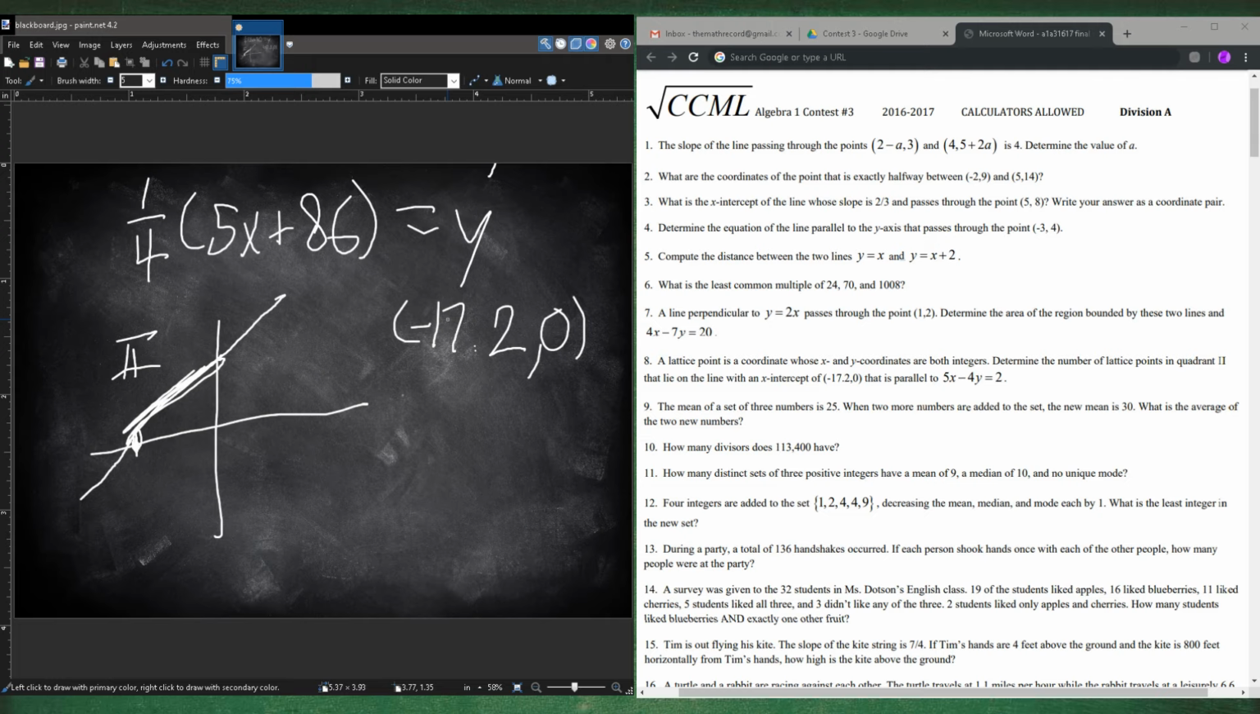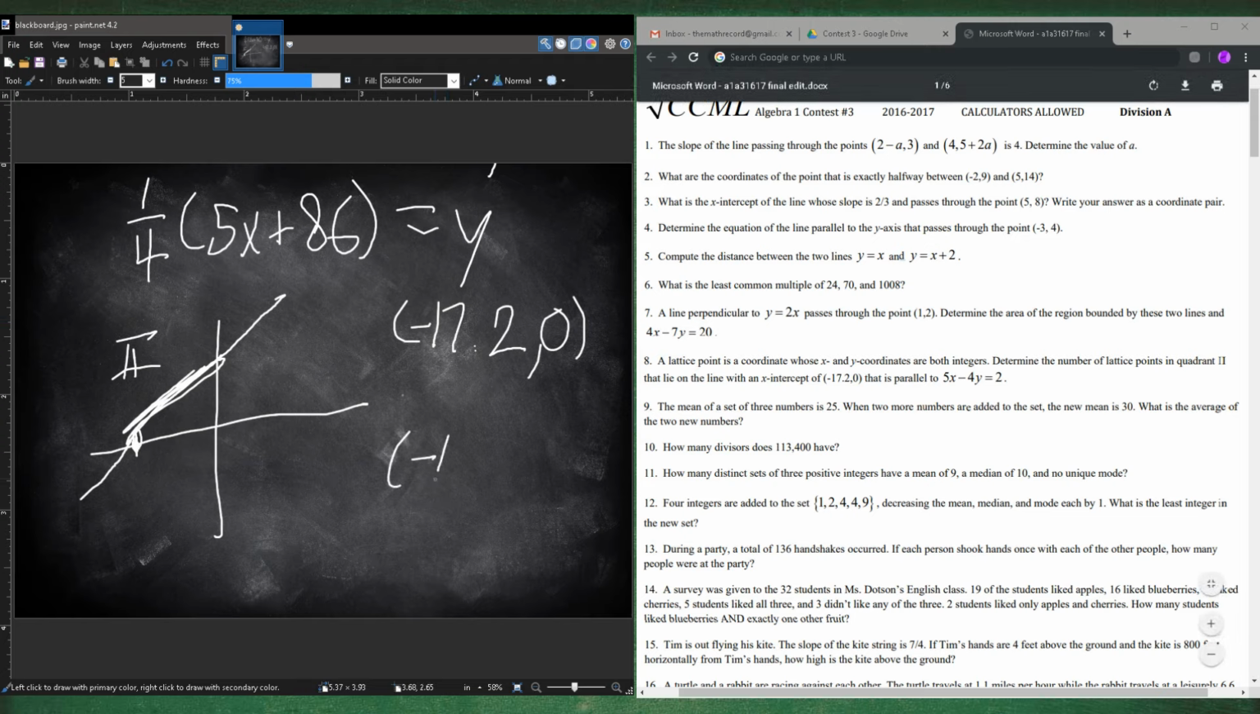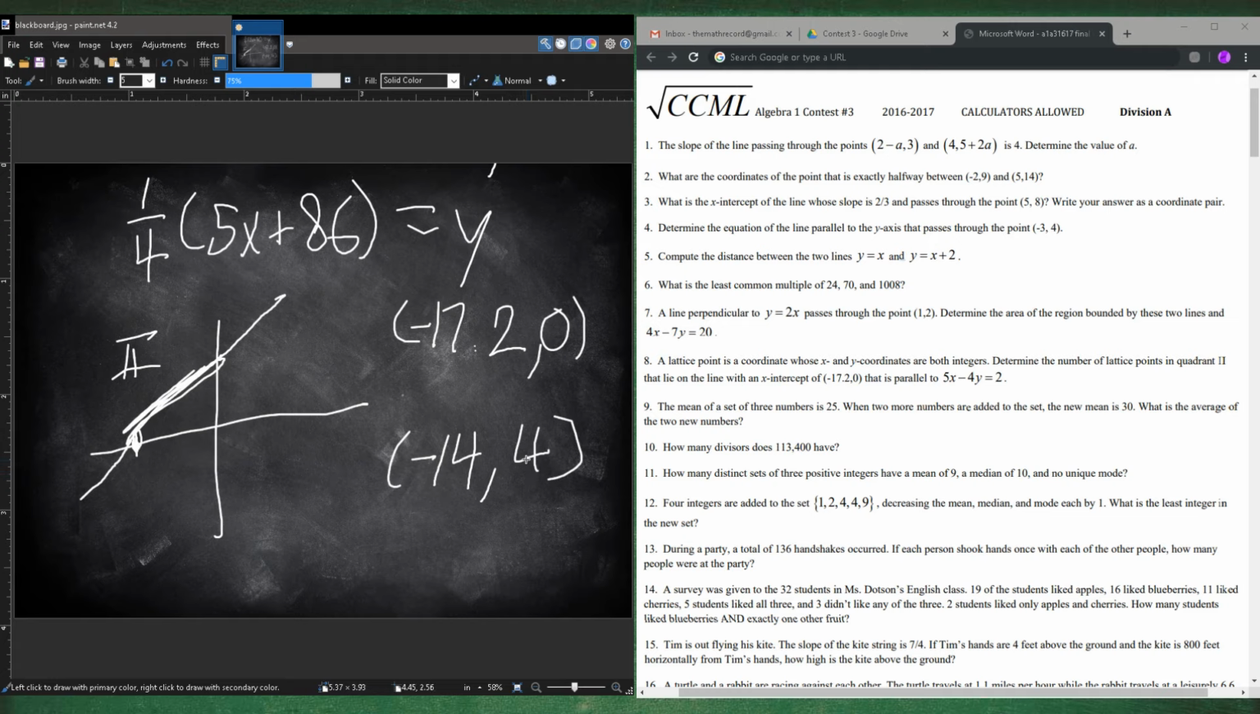You can't have 0 because 0 is going to be on the y-axis, so it's not going to be on a coordinate. And based on all your points, the only integers are when it's negative 14, 4; negative 10, 9; negative 6, 14; and negative 2, 19. Those are all your points.